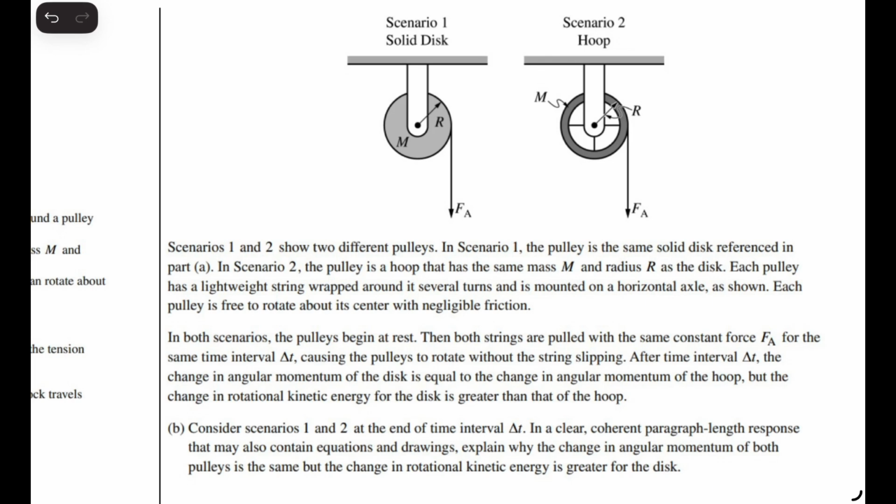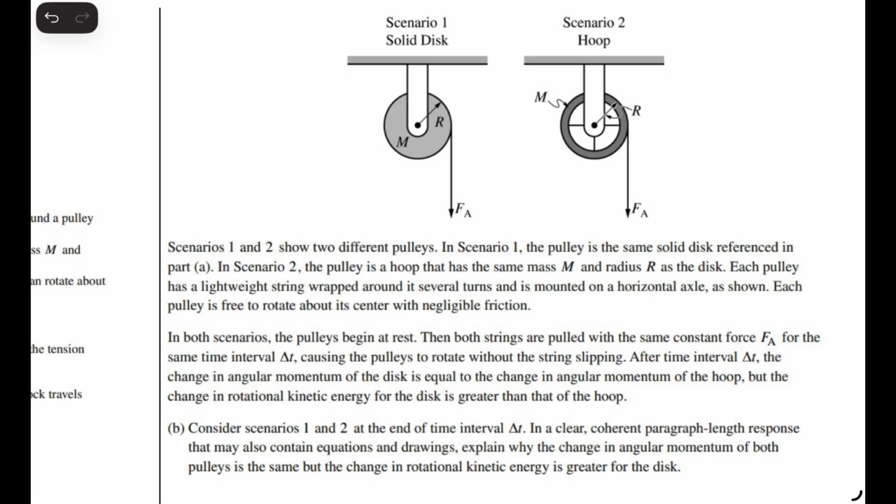Now we're going to analyze scenario 1 and scenario 2. So each scenario shows a different pulley. In scenario 1, the pulley is the same solid disk referenced in part A. In scenario 2, the pulley is a hoop that has the same mass m and radius r as the disk. Each pulley has a lightweight string wrapped around it several turns and is mounted on a horizontal axle as shown. Each pulley is free to rotate about its center with negligible friction.